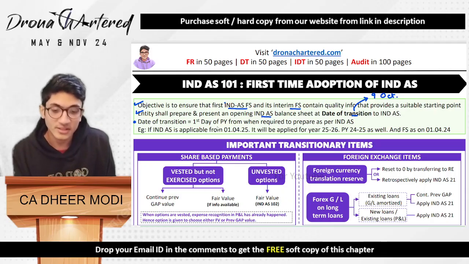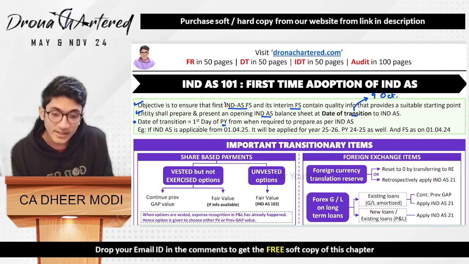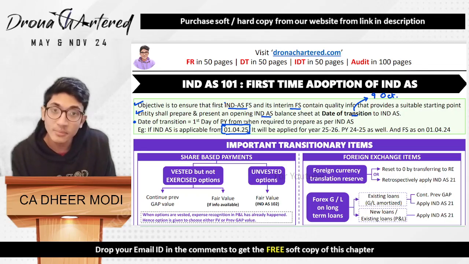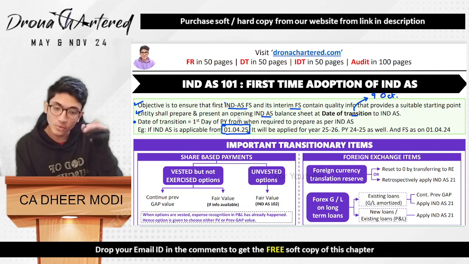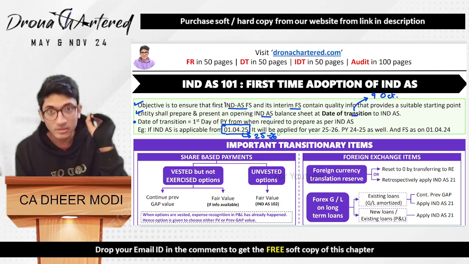So date of transition is the first day of the previous year from when it is required to prepare IND AS. So say for example, if IND AS is applicable from 1st April 2025, now when we say 1st April 2025, this means, of course, for the year 25-26, you will have to prepare as per IND AS.